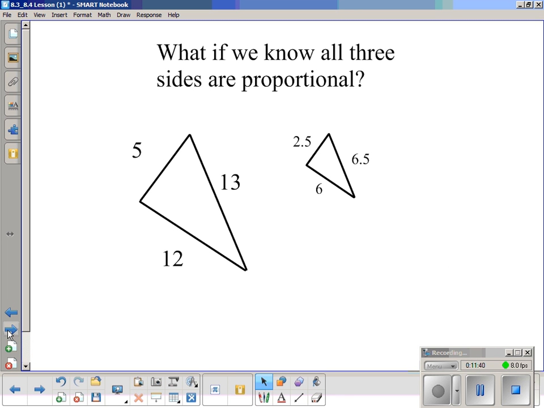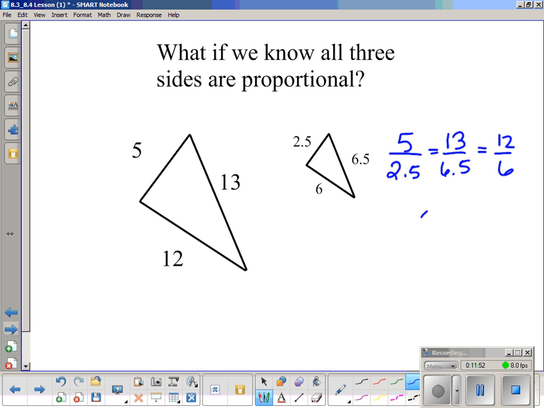This conjecture would be all three sides are proportional, and you would check that. 5 divided by 2.5 better equal 13 over 6.5, which better equal 12 over 6, and all of that simplifies to a scale factor of 2. So they are similar by side-side-side.